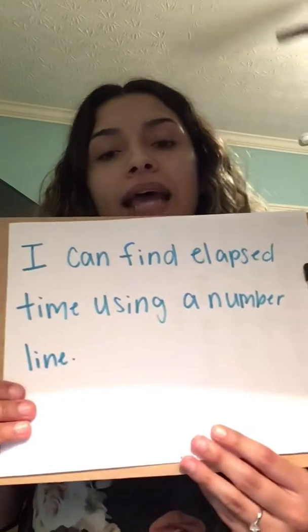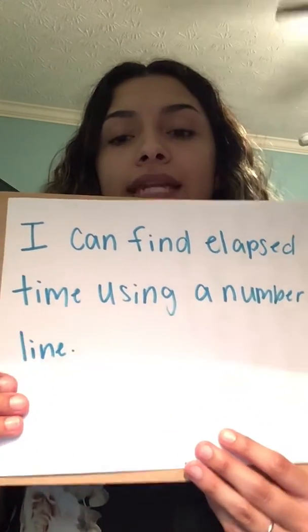Today for our math lesson, we will continue to work on elapsed time. We started elapsed time on Monday, and today we will focus on using a number line to help us find the elapsed time. So our I can statement for today is: I can find elapsed time using a number line.